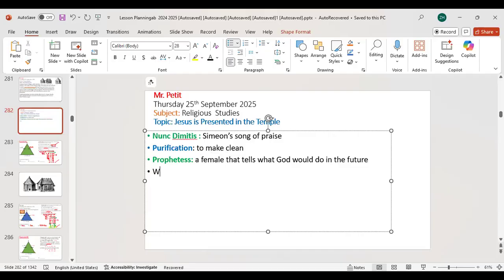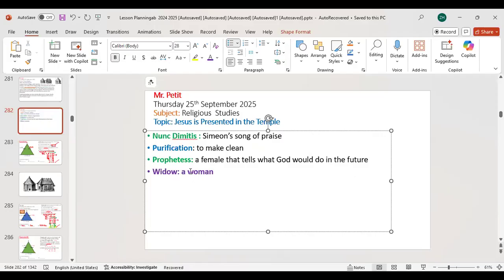And then we have a widow. Who is a widow? A widow is a grieving wife, a woman whose husband has died. Husband or wife that died? The husband just died. Very good.